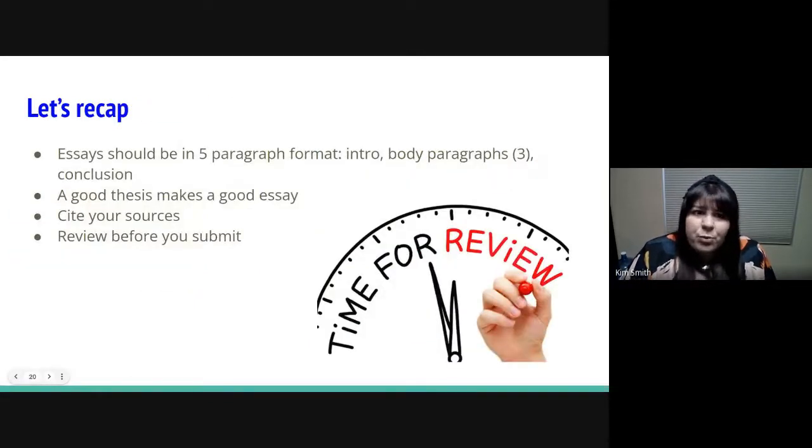So let's recap really quick. Essay should be in 5-paragraph format. Again, your intro, 3 body paragraphs, and a conclusion. That's it. No more, no less. A good thesis makes a good essay. Again, that is really that will determine if you pass or don't pass the class. So make sure you follow that formula. Blank is or was blank because blank, blank, blank. Cite your sources if you use research from somewhere else. And finally, review before you submit.